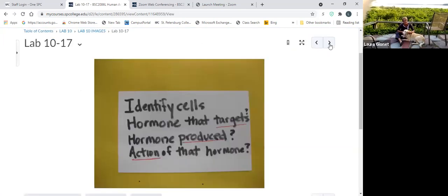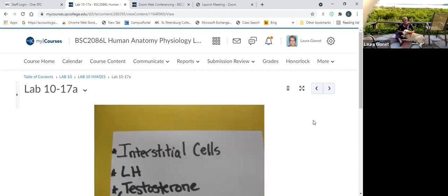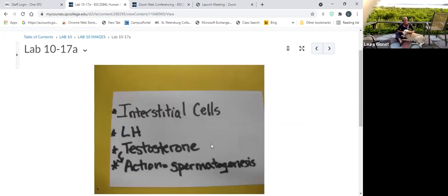Okay, identify the hormone that targets, the hormone produced, and the action of the hormone. So the hormone that targets it is luteinizing hormone. The hormone produced is testosterone, which stimulates sperm maturation next to it. But testosterone also targets general body cells, of fat and muscle. It's associated with developing secondary sexual characteristics in boys during adolescence, and stimulates muscle growth and bone growth.